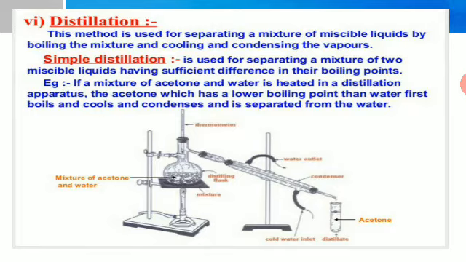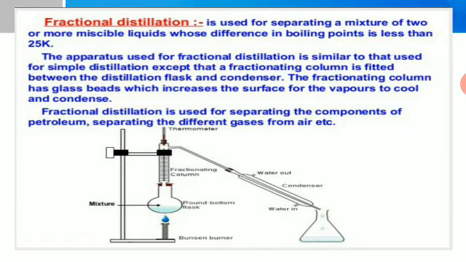In this category, we also have fractional distillation. It is used for separating a mixture of two or more miscible liquids whose difference in boiling point is less than 25 Kelvin. The apparatus used for fractional distillation is similar to that used for simple distillation, except that a fractionating column is fitted between the distillation flask and the condenser. The fractionating column has glass beads which increase the surface for the vapors to cool and condense. Fractional distillation is used for separating the components of petroleum, separating the different gases from the air, etc.